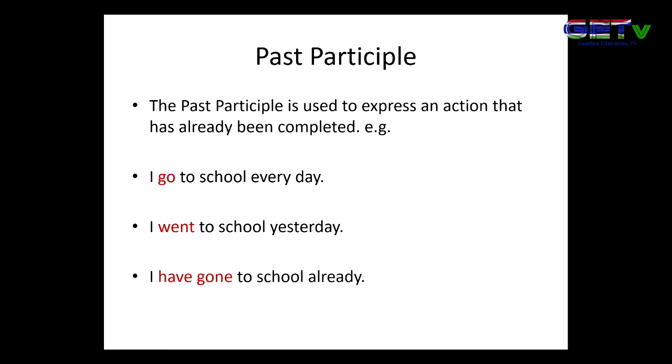Okay? The past participle is used to express an action that has already been completed. We did the present tense, the simple past tense, the past continuous tense, the present continuous tense, the future tense. Okay? The past participle is that form of the verb where the action has just been completed, already done. Okay? I go to school every day. I went to school yesterday. I have gone to school already. You have already gone to school.